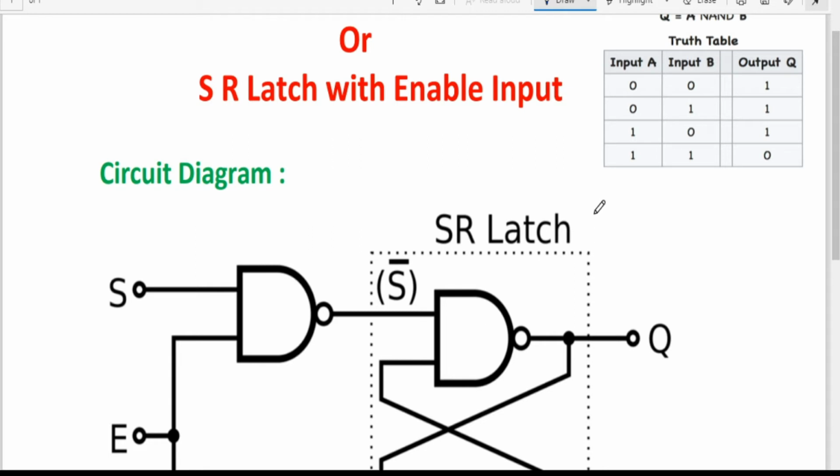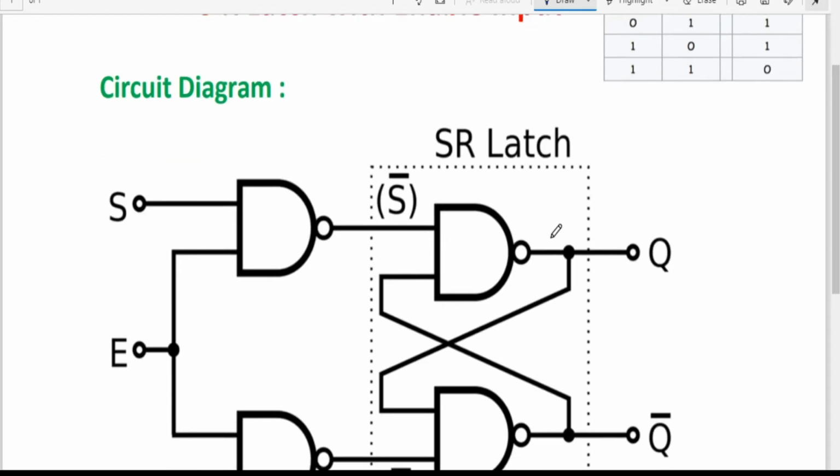Okay, so let us try to understand the working of this gated SR latch flip flop. For this, let us start with case 1. Initially, I keep the enable input as 0. Now what is happening when enable input is 0? I give S as 0 and R as 0.